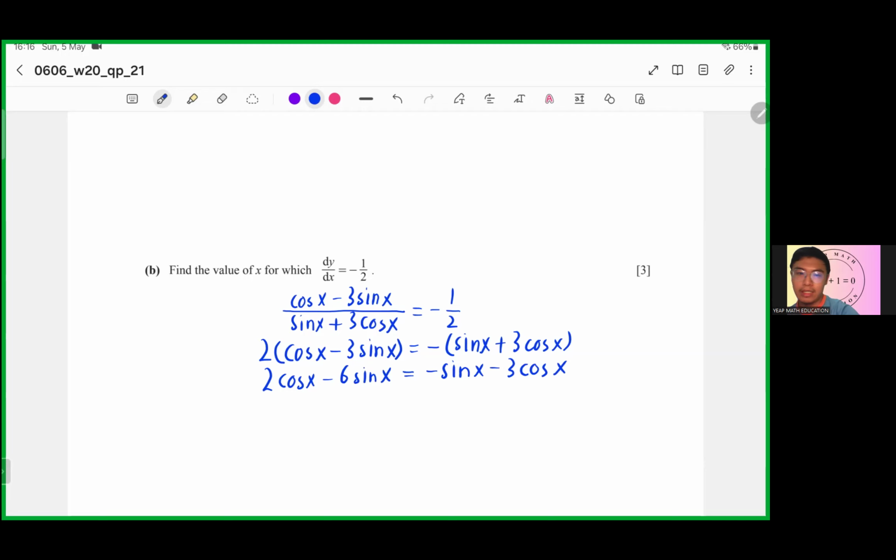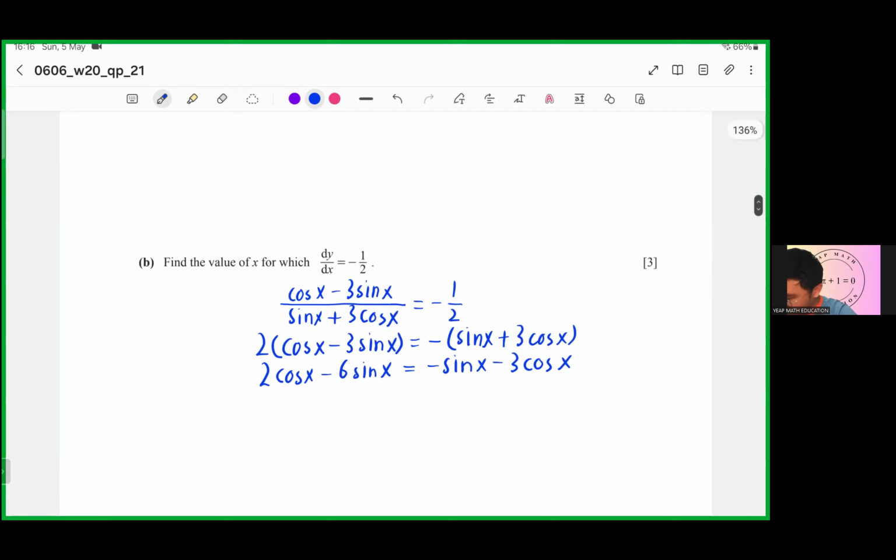We can make it simple this way. 2 cos plus 3 cos equals to 6 sine minus sine. So we can get 5 sine equals to 5 cos, so we can get tangent equals to 1.